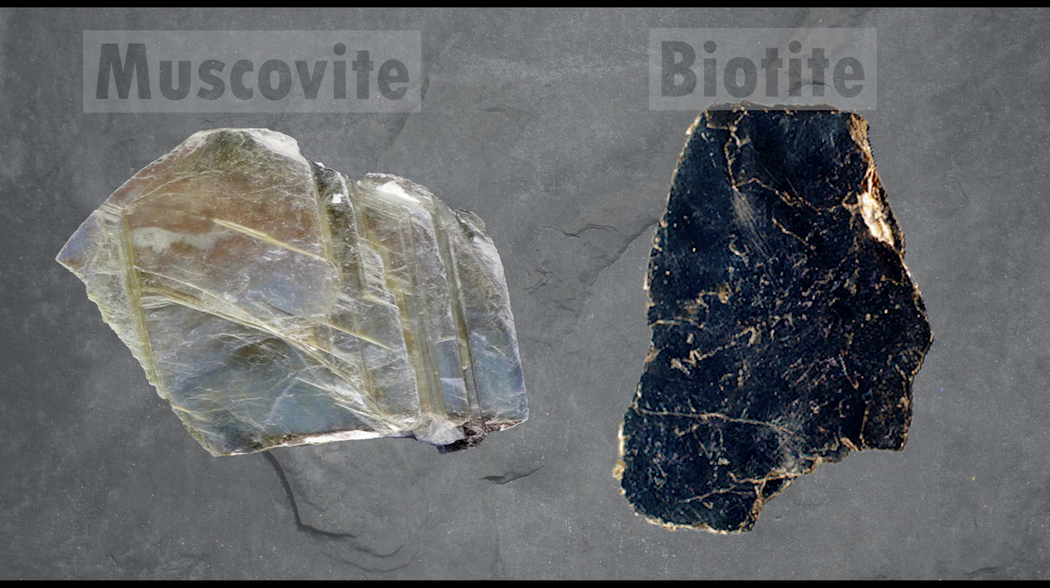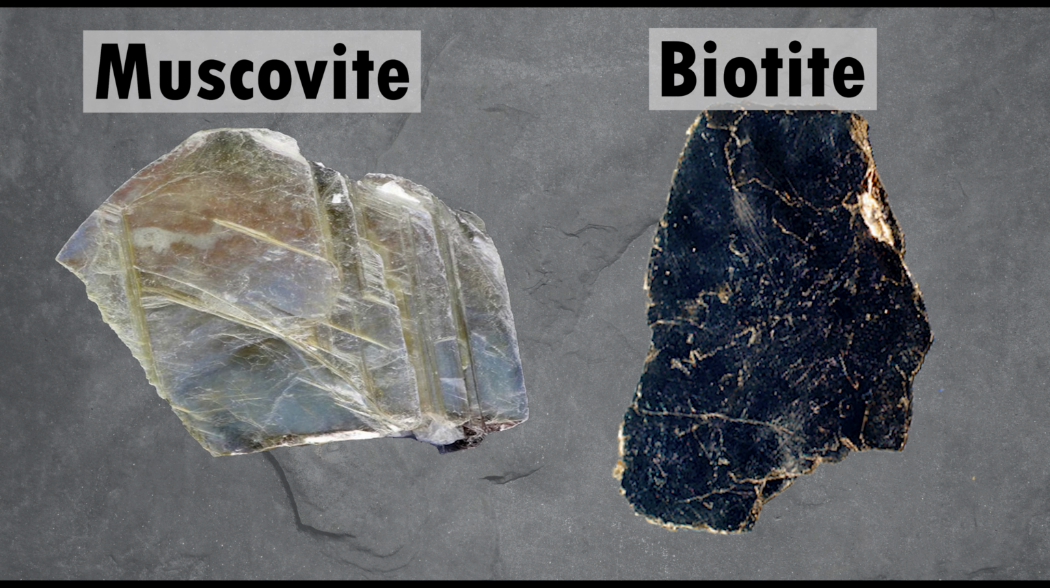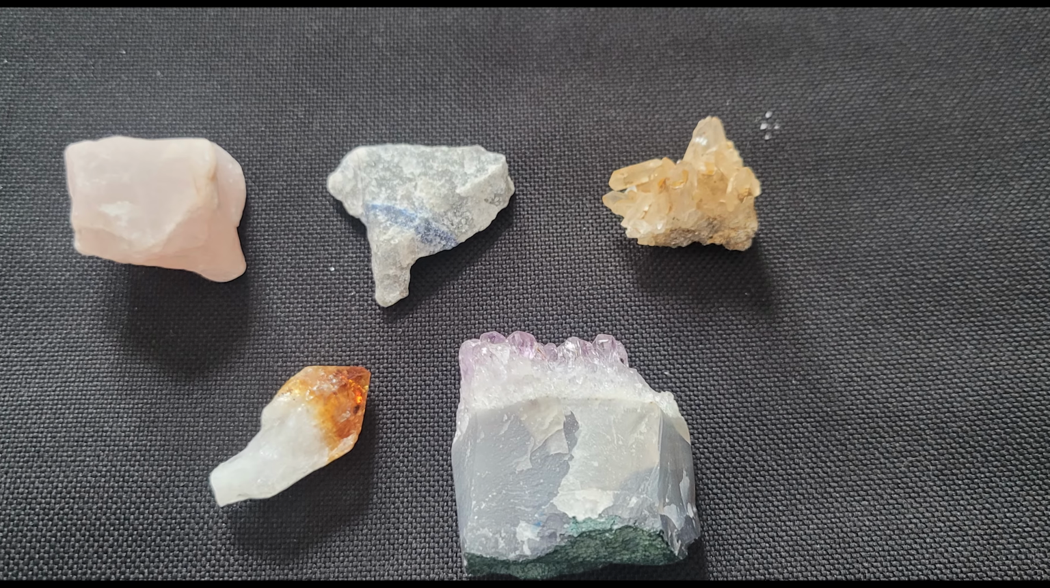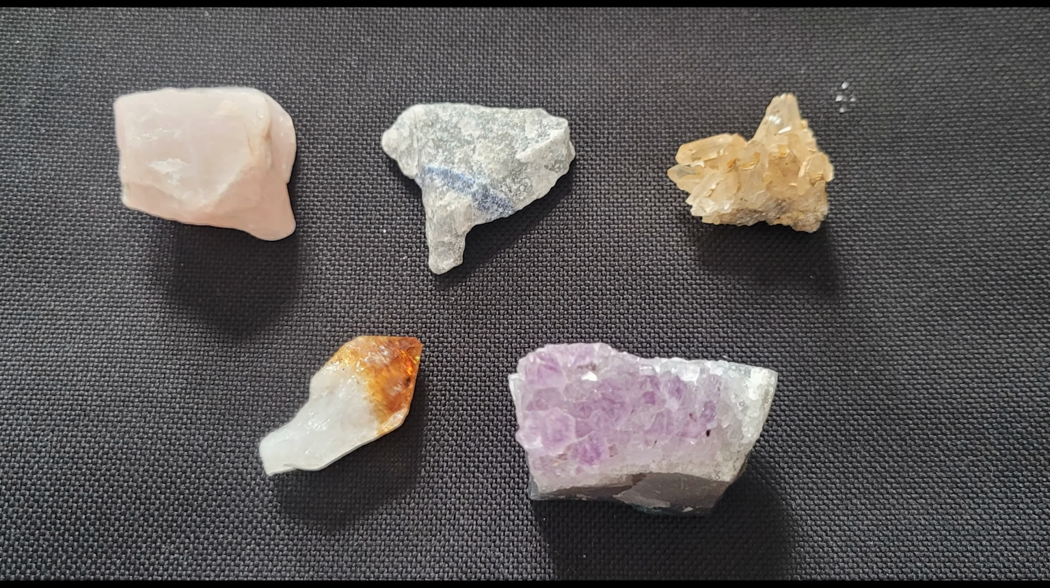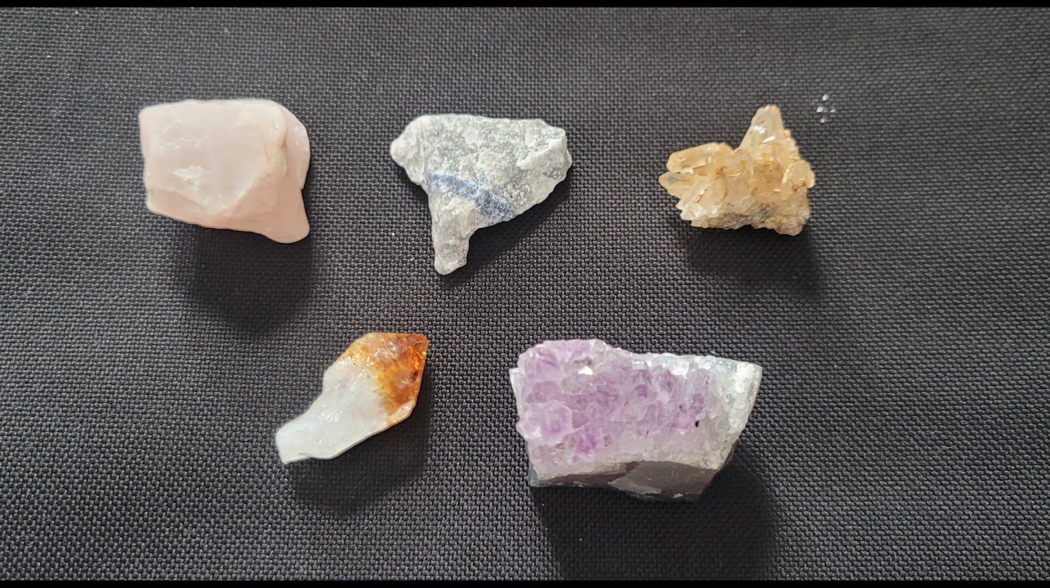For example, biotite and muscovite are quite similar mica minerals, but biotite is dark while muscovite is clear, so color is an important diagnostic property. But don't just rely on color, as many minerals come in many colors, and trace elements can alter the color as well.